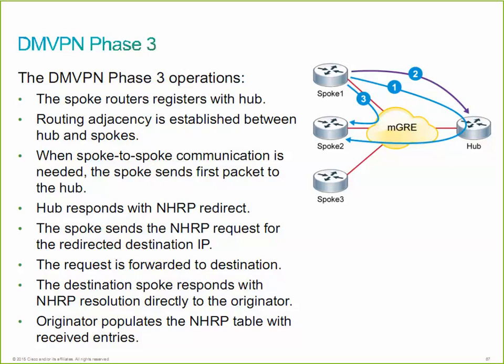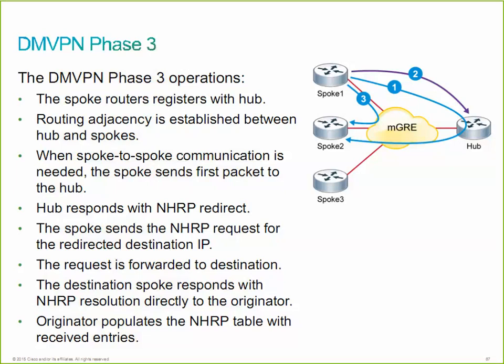Before I get into that, this brings up another question, though. What happens when the spoke router wants to talk to another spoke and the routing information is not preserved and the routing information is summarized? Okay?